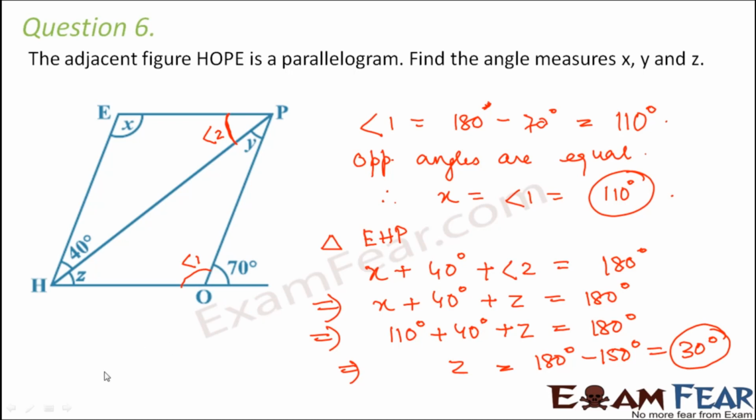So now what are we left with? We are left with the value of Y. So now we know Z, we know angle 1. So all we are left with is angle Y. But do we really need to do so much calculation to find out angle Y? That's not needed, because we know this angle is 40 degrees and angle Y is equal to 40 degrees. Why? Because these are again alternate angles, since EH is parallel to OP. Therefore, these are alternate angles. So this is how we could find X, Y and Z.